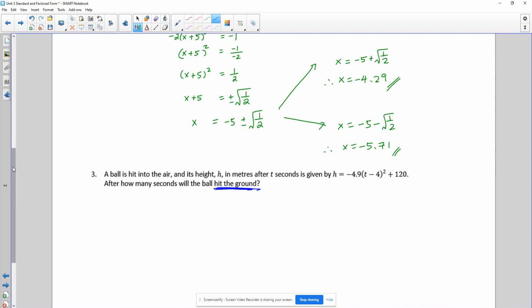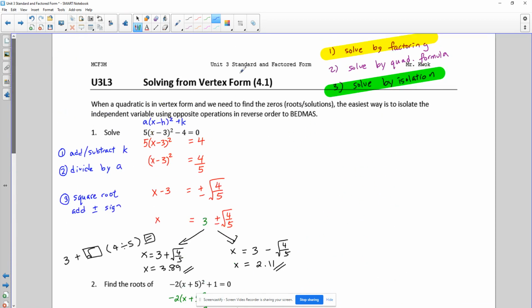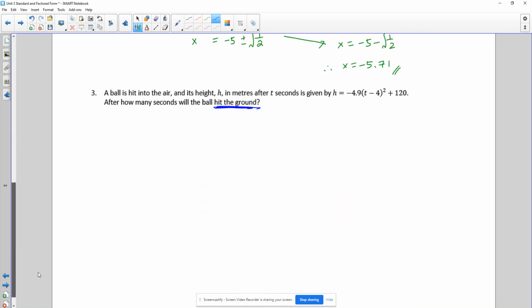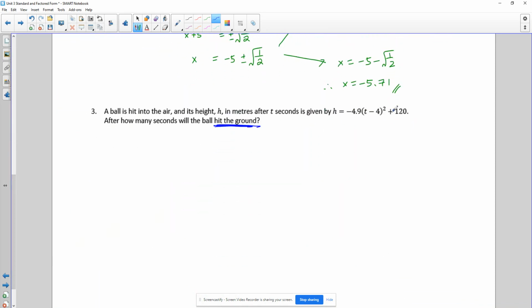And again, there are 3 ways to solve the quadratic equation as I listed over here. We're going to do solve by isolation. So I want you guys to try that again. Okay, solve this word problem by isolation. So go ahead and try it. Okay, so hopefully you have found the answer.